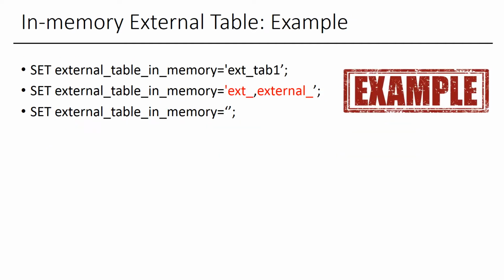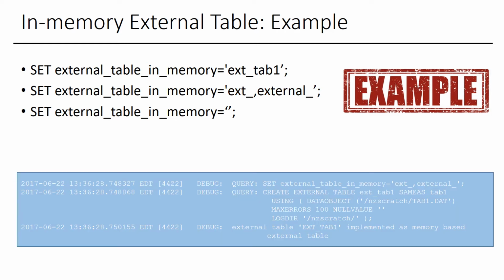There are a few different types of values that can be set with the external_table_in_memory parameter. You can specify a single or multiple strings as table name prefixes with the parameter. If you decide to use multiple string values, use a comma as a separator. An empty string can also be used, which implies all external table names.